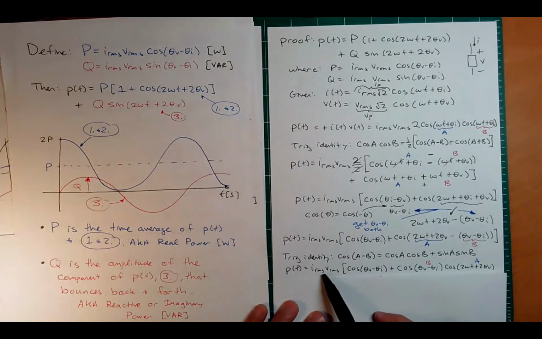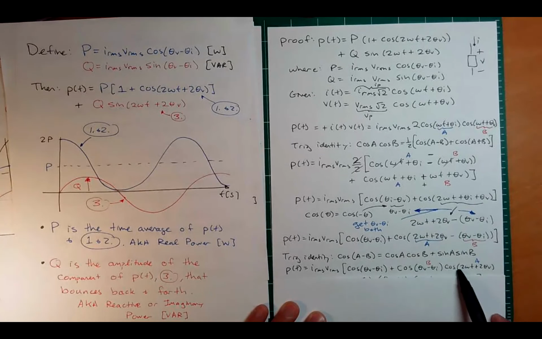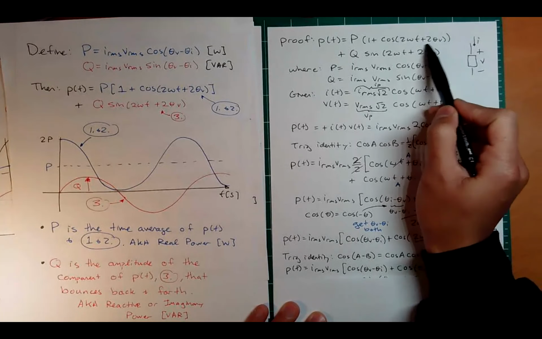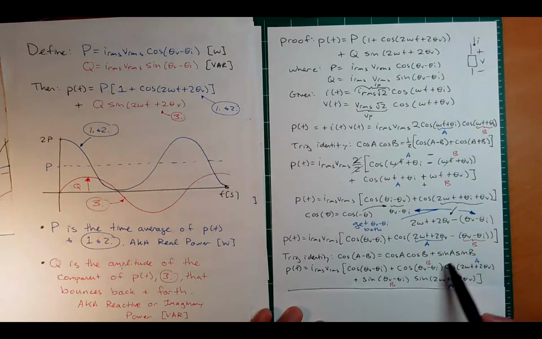So what do we have? IRMS VRMS cosine of theta V minus theta I plus, look at this first one, this is cosine B, cosine A, same thing, I just flipped the order. Theta V minus theta I, and look at this, cosine of 2 omega t plus 2 theta V. Oh my God, that's what's going on there. Good. And then look at this: sine B, sine A, theta V minus theta I, 2 omega t plus 2 theta V. Oh, that is it.